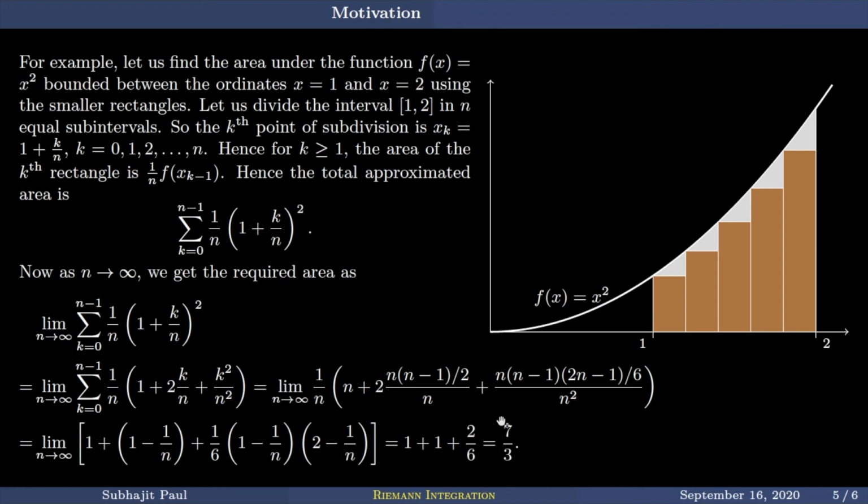And you see this 7 by 3 is what you would get if you had used the antiderivative formula for definite integration. This is our actual area under the curve x square in the interval 1 to 2.